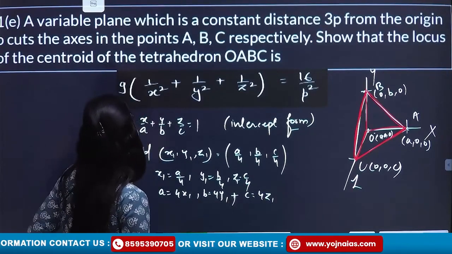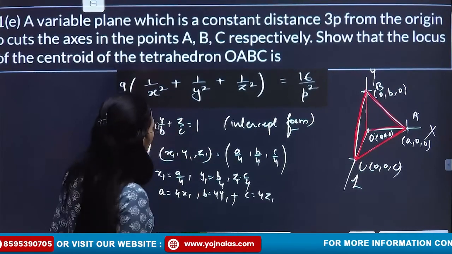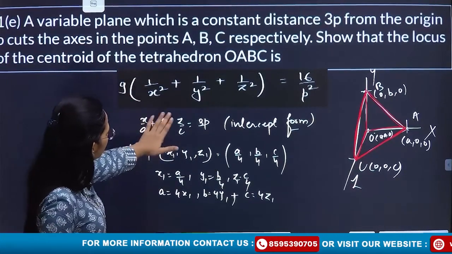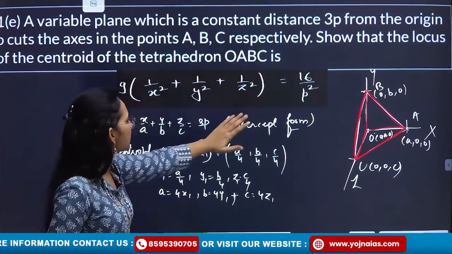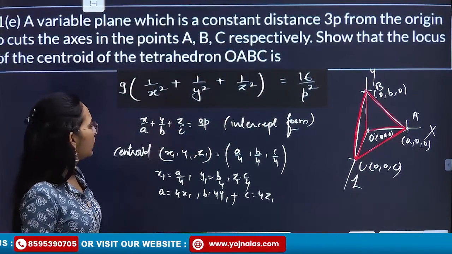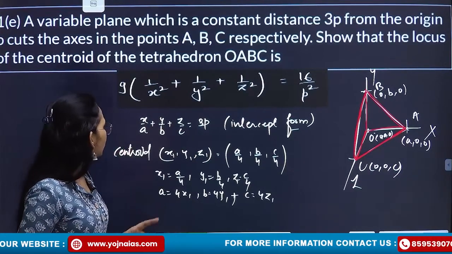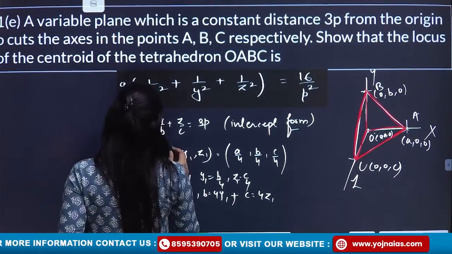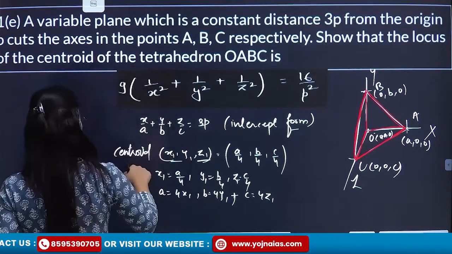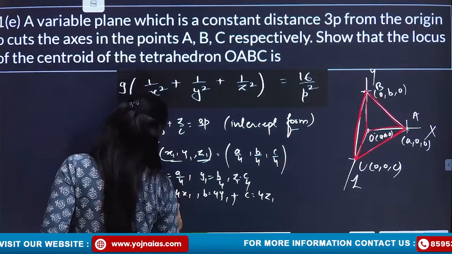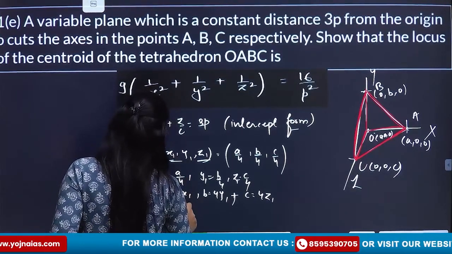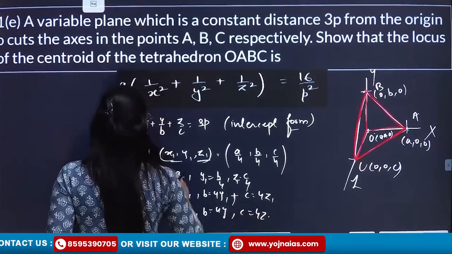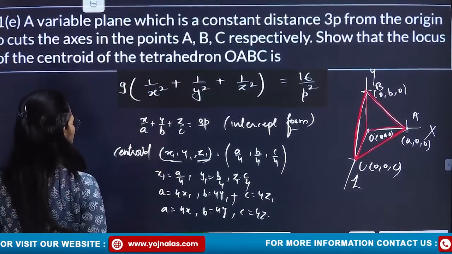A variable plane is at a distance p from the origin, and here we have this distance as 3. So now you need to apply all these values. Now a is equal to 4x1, b is equal to 4y1, and c is equal to 4z1. If (x, y, z) is (x1, y1, z1), whose locus we need to find out, then x1, y1, z1 would be replaced by x, y, z, and a would be equal to 4x, b equal to 4y, c equal to 4z. Put these values in equation 1 and we will get the required answer.